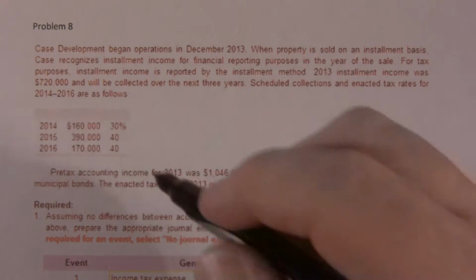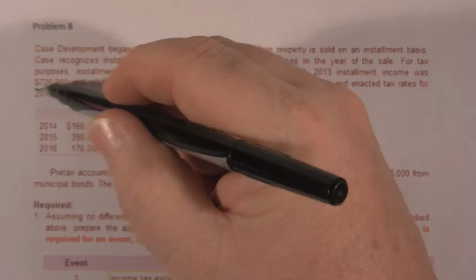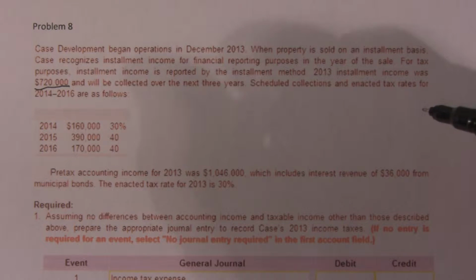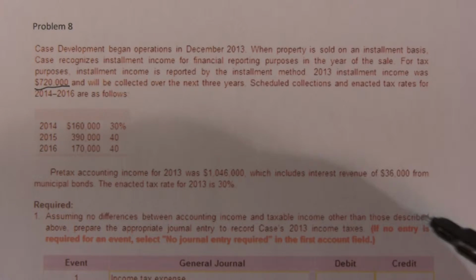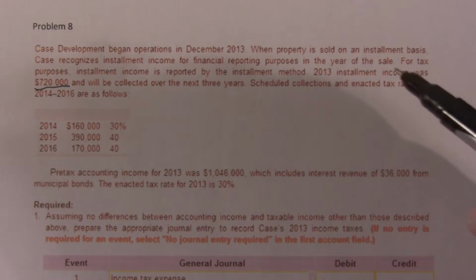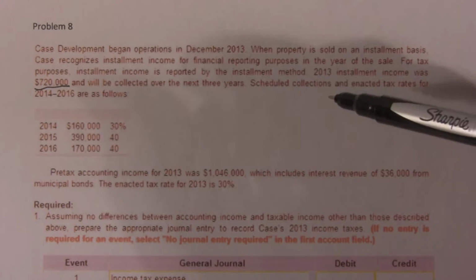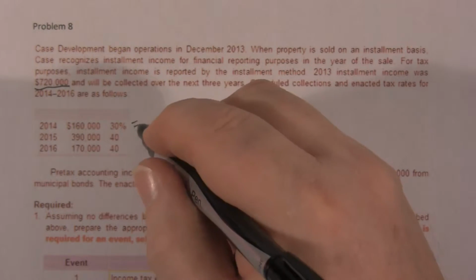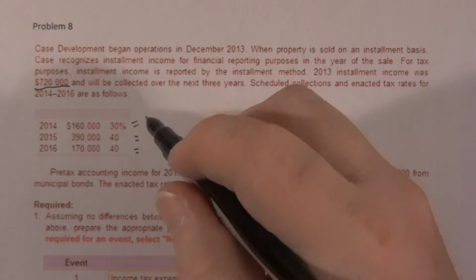So installment income was $720,000. So that's going to give rise to a temporary difference. That's going to be a DTL because we want to pay the tax on that later. And it tells us it's going to be collected over the years according to these tax rates.